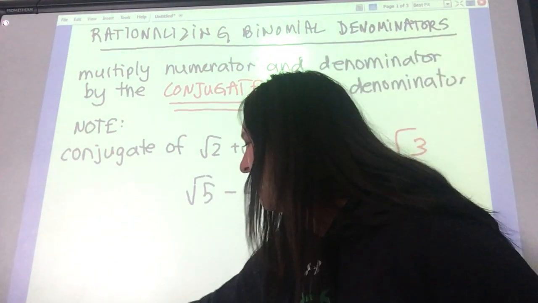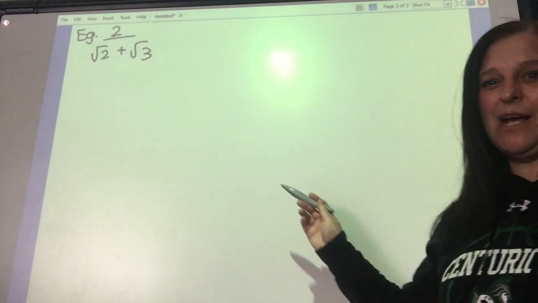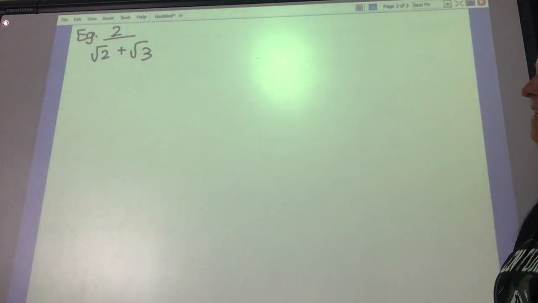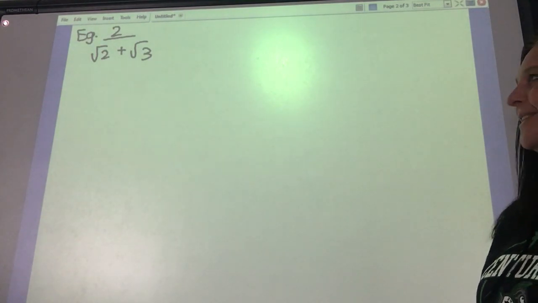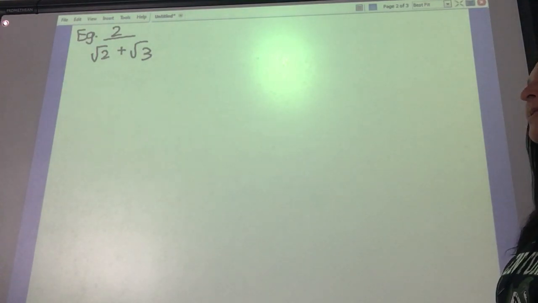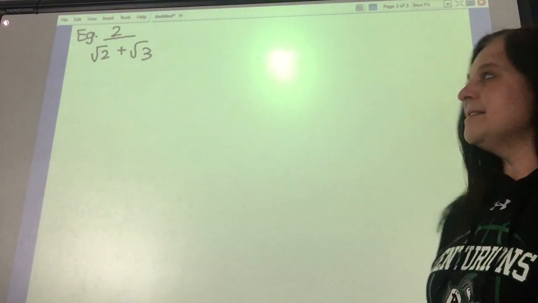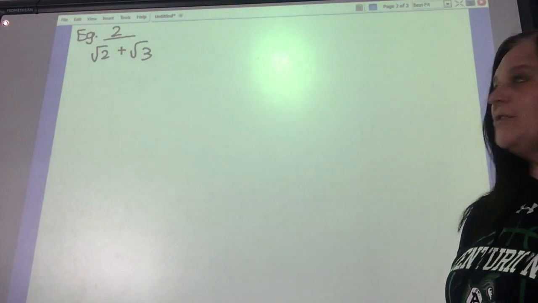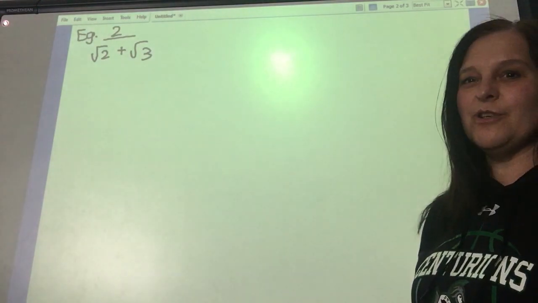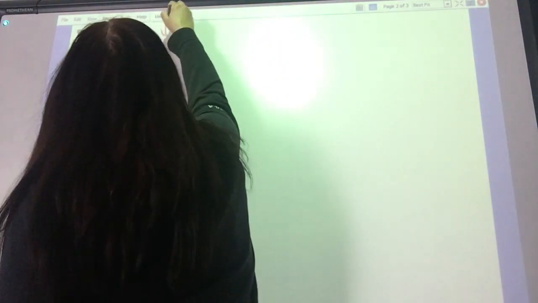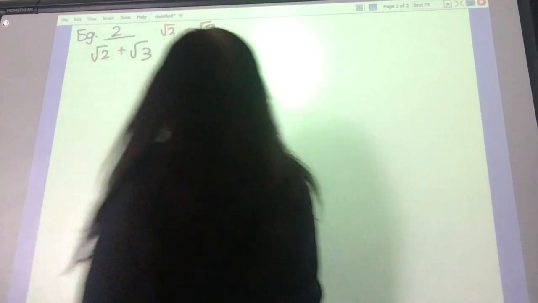And like I said, the good part is, if you can do this one example, that means you've understood everything that we've been doing for the last week in radicals. Okay, so let's give these two examples a try. So we have 2 over root 2 plus root 3. Step 1, what's the conjugate of the denominator? The conjugate of root 2 plus root 3 would be root 2 minus root 3.